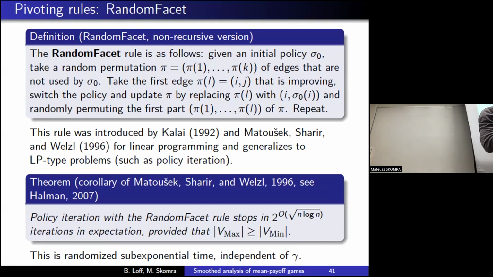So I do have a permutation. The first improving edge is in position L. Yes, L. So now I replace what's in position L with my new edge. And then I permute again everything up to index L. You re-permute everything up to index L. And continue.